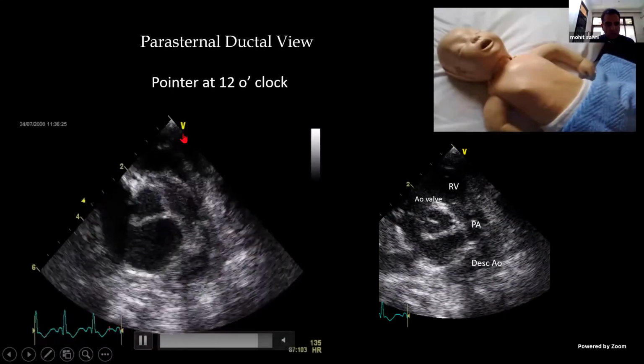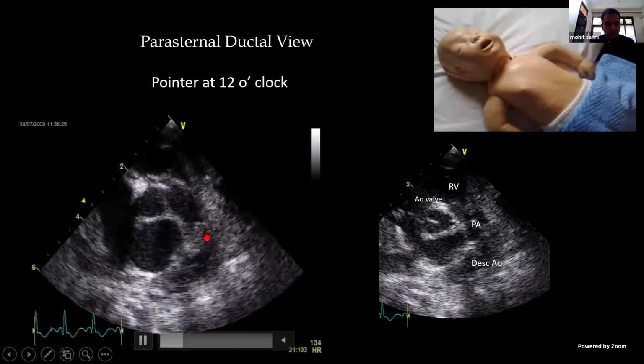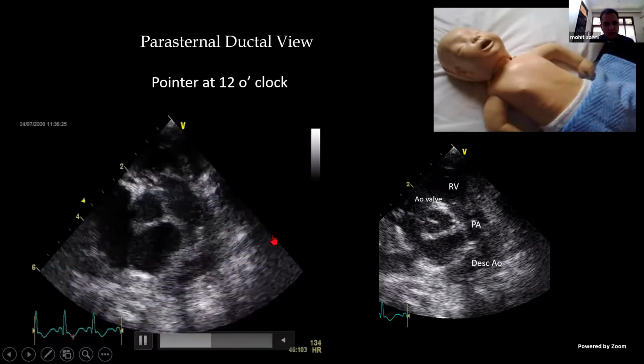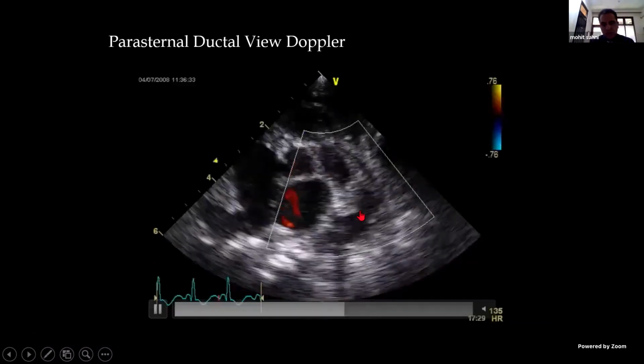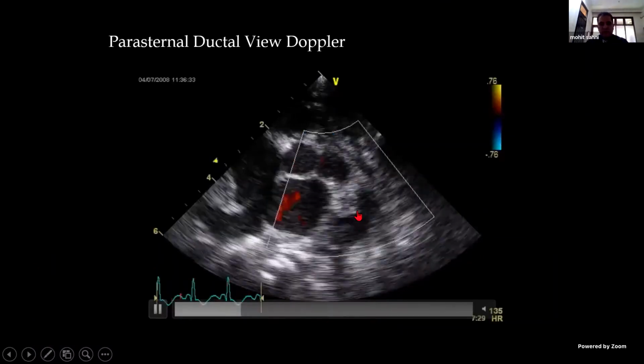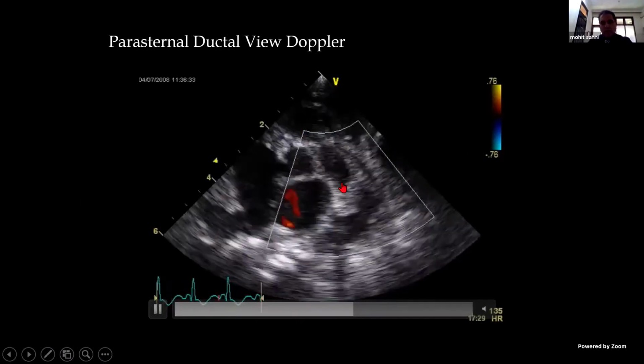So pointer is here, and here, therefore, this is your pulmonary artery, and this is a descending aorta. So these are the two things we need to capture in the ductal view. Here you can see, I told you the blood flowing in the pulmonary artery and descending aorta is away from the probe, therefore it is blue.